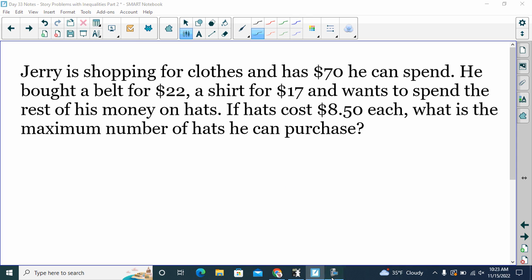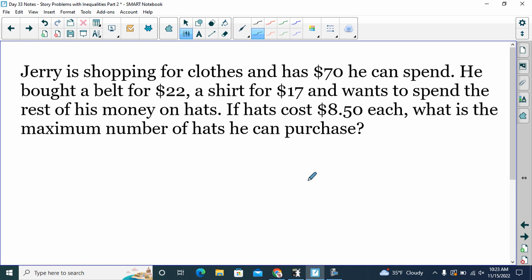Example 3 says Jerry is shopping for clothes. He has $70 he can spend. He bought himself a belt for $22, a shirt for $17, and he wants to spend the rest of his money on hats. Hats cost $8.50 each. We need to set up and solve an inequality that's going to help us figure out the maximum number of hats that he can purchase.